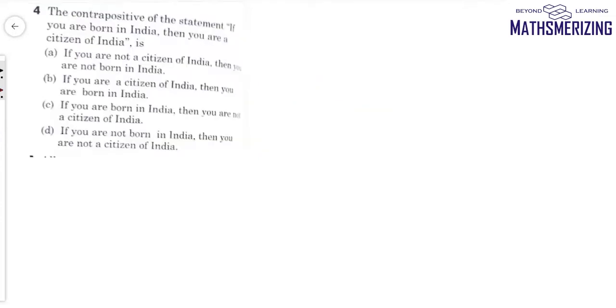Now the question is, we need to find contrapositive of this statement. If you are born in India, then you are a citizen of India. So we are given that A implies B, and we know that contrapositive of this statement will be not B implies not A. So which is, if you are not a citizen of India, then you are not born in India. So which is option number A.